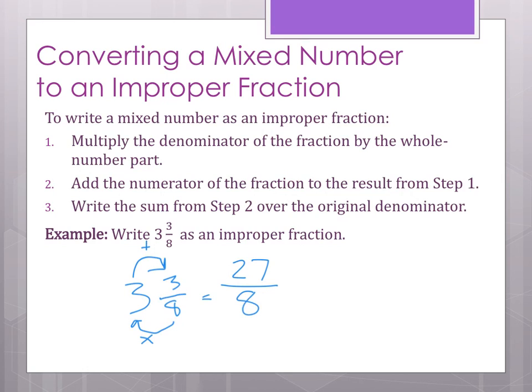So let's review that. It's the bottom times the whole, which gives us 24, plus the top, which gives us 27, our numerator, and then we carry over the same denominator. And that's how we're going to write a mixed number as an improper fraction.